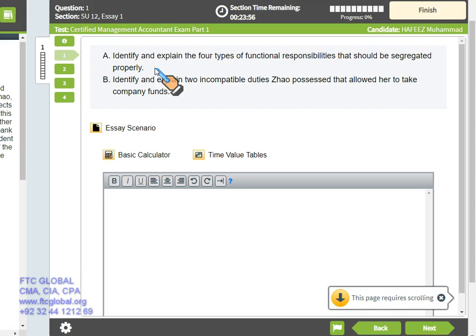Those who have studied with FTC, I'm sure all of you are aware that there are 4 functional responsibilities that must be segregated. And if you remember, those who studied with FTC, that we can memorize with this mnemonic CARR. These are the 4 functional responsibilities that must be kept separate. The C stands for custody.